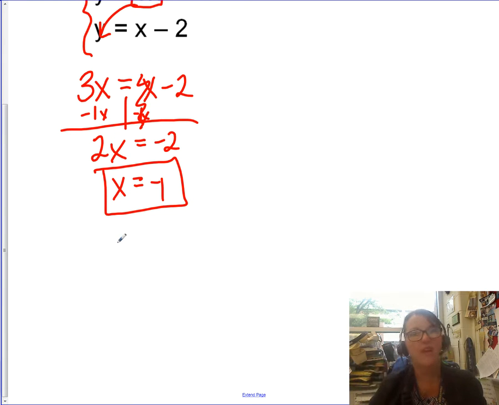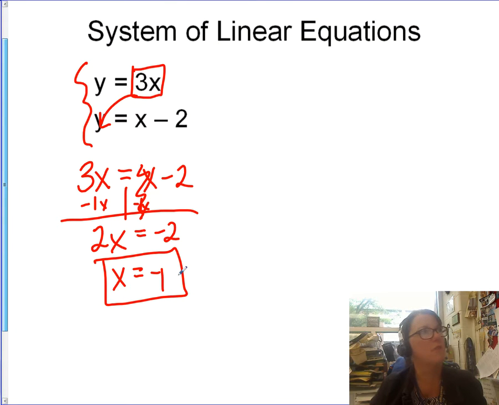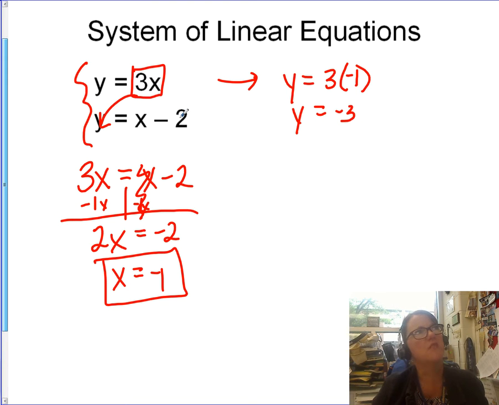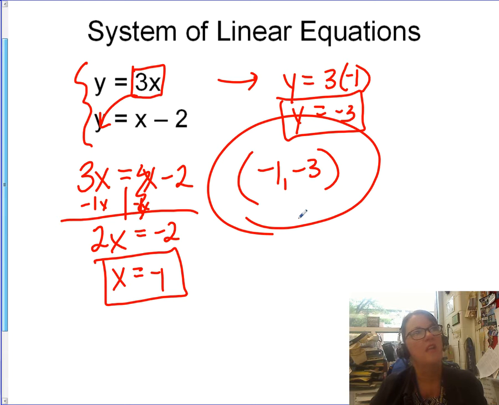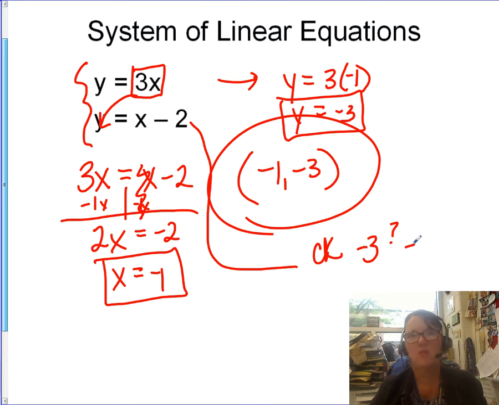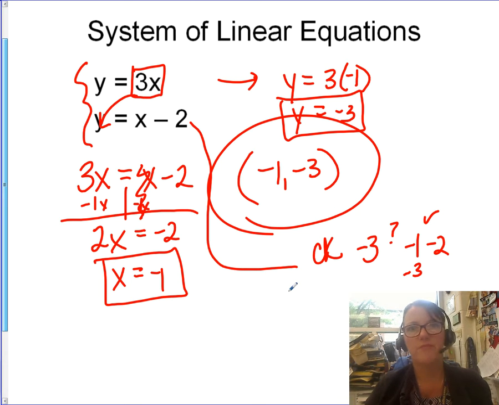Boom. Not done. We have to figure out what y is equal to. But now we know what x equals. So now we could come over here and say y has to equal 3 times -1, which means y has to equal -3. We should also go back and check and make sure that this particular ordered pair, -1, -3, because that's your solution now, works in this other equation. Plug in a -1 for x. So let's come down here to check: does -3, this y value, really equal -1 minus 2? Yep, that works. So there's your answer.